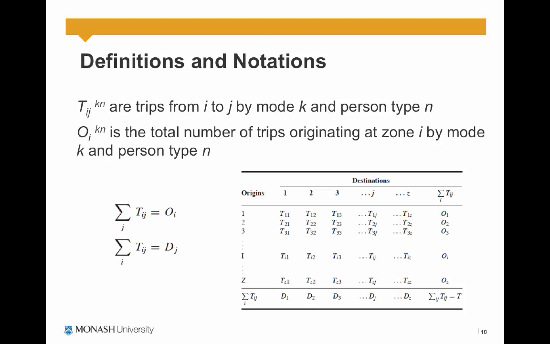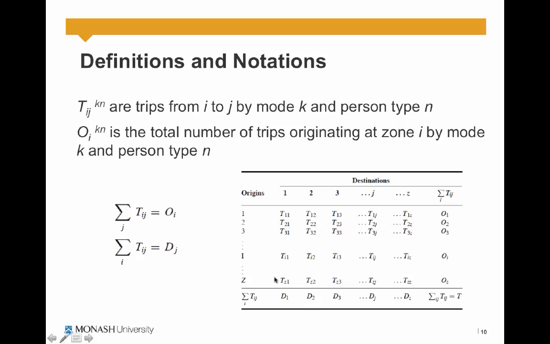So there are some definitions and notations before diving into the trip distribution modeling examples. Tij^kn are trips going from i to j by mode k and by person type n. We can have different person types, mainly representing different income levels, for example. Oi^kn is the total number of trips originating at zone i by mode k and person type n.